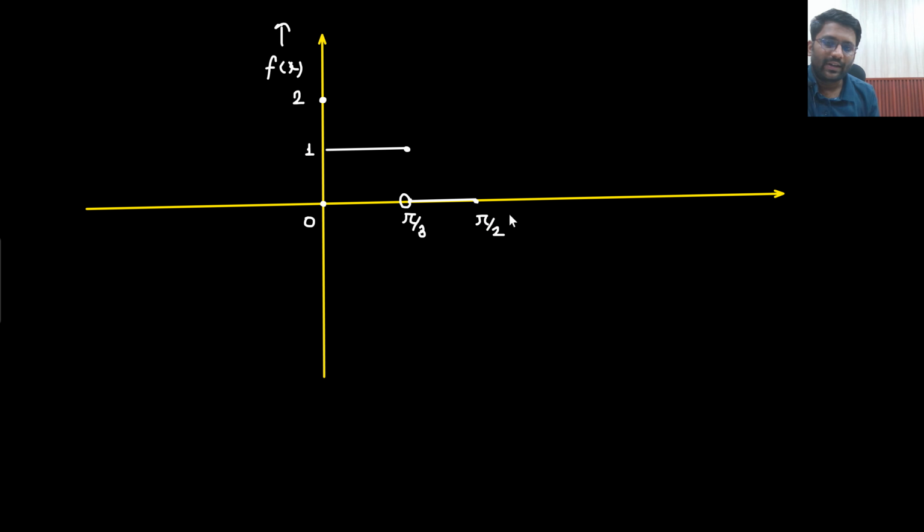Understandable? I hope you are getting the point. Between pi by 2 to 2 pi by 3, the value will fall down to minus 1. But at exact pi by 2, the value was 0. So what I will do is that I will make a bubble here. And here also I should make a bubble. Why is that so? Because here the value was actually 2. Understandable? Then here I am making a bubble. Then here I am making a bubble.